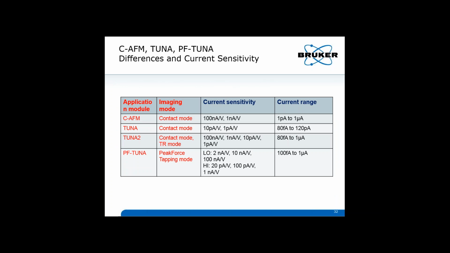Here I list the CAFM tuner, PF tuner differences and current sensitivity for your reference. As a summary, CAFM module, tuner module, and tuner 2 module, they are all based on contact mode, or TR mode for tuner 2 module. PF tuner is based on the newly developed peak force tapping mode. And here is the current sensitivity and current range for your easy reference.